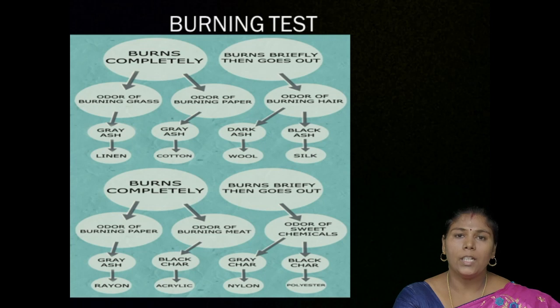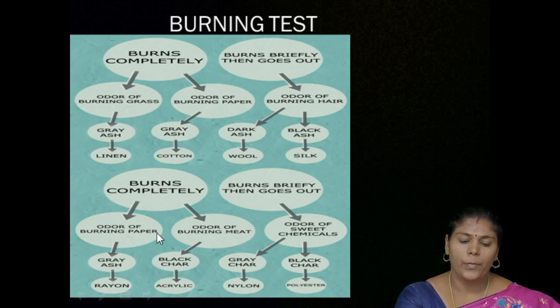When it comes to the man-made fibers, acrylic and rayon: acrylic produces a black char when shown to the flame. Rayon generates a grey ash and produces an odor of burning paper. Acrylic produces an odor of burning meat while burning. Both of the fabrics burn completely when shown to the flame.